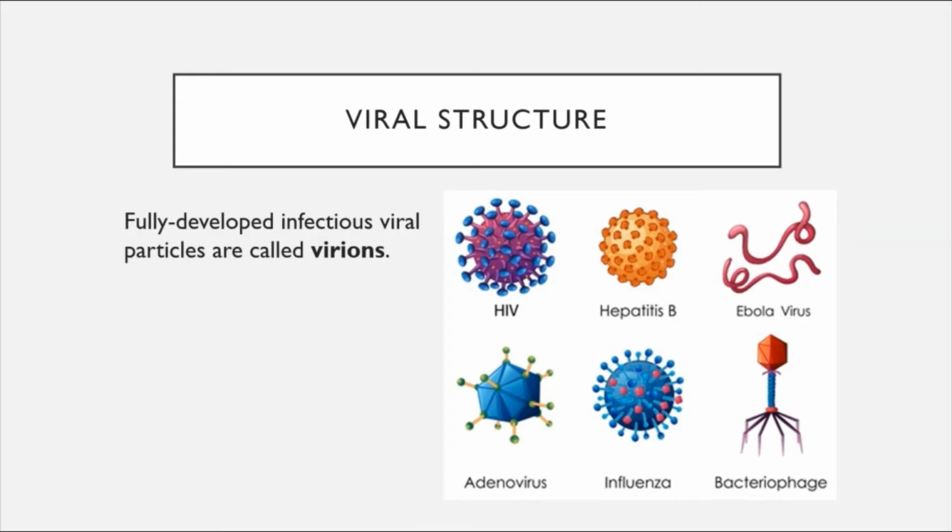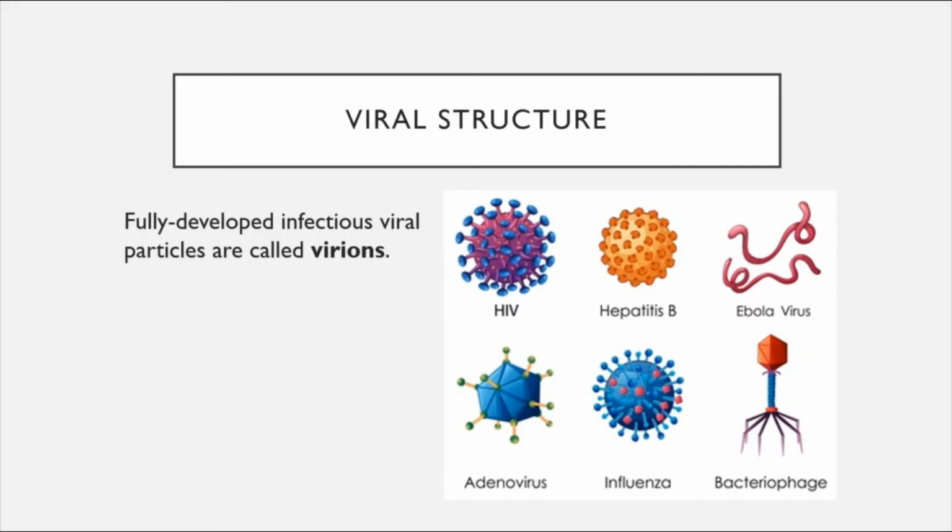So the bulk of this lecture is actually going to focus on the processes by which viruses conduct reproduction inside of host cells, because these are the processes by which viruses bring about disease. But before we can talk about their reproduction and their life cycle, we need to talk a little bit more about their structure. As we mentioned on the previous slide, the term that we use to describe a fully developed infectious viral particle is called a virion.